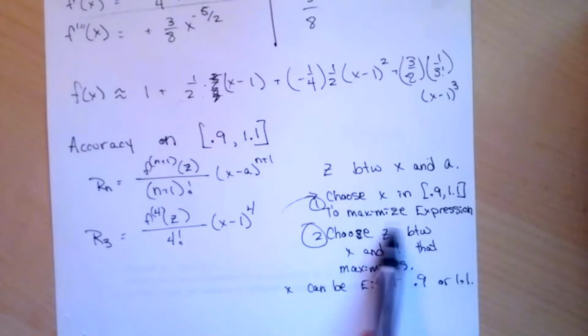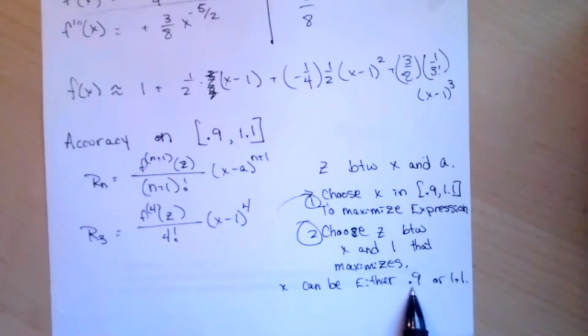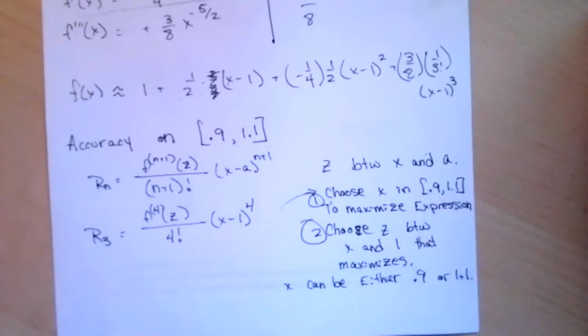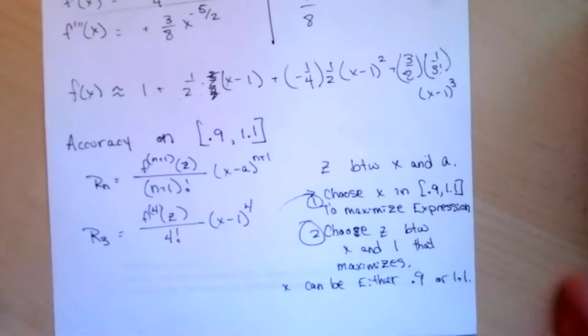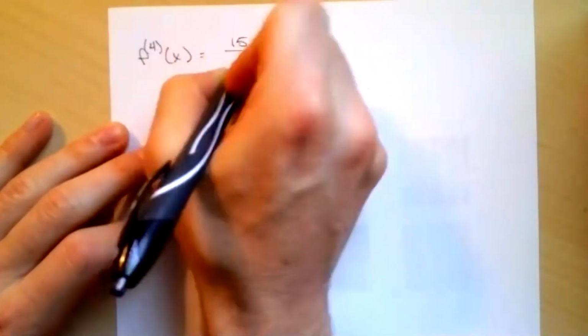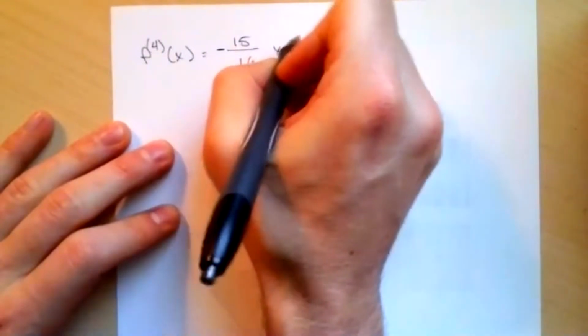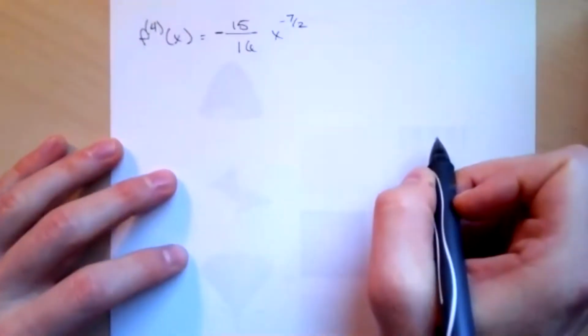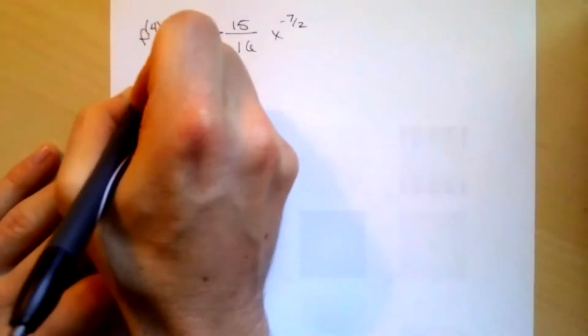And then what we want to do is figure out what z on this interval will maximize it, since x can be either end of the interval. And then essentially pick both of those in tandem, pick the x appropriately and pick the z appropriately. So let's take our 4th derivative. We had a 3/8 in the last one, so it'll be 3 times 5, 15 over 16. And that one will be negative x to the negative 7/2. And so of course, we just replace the x with a z.